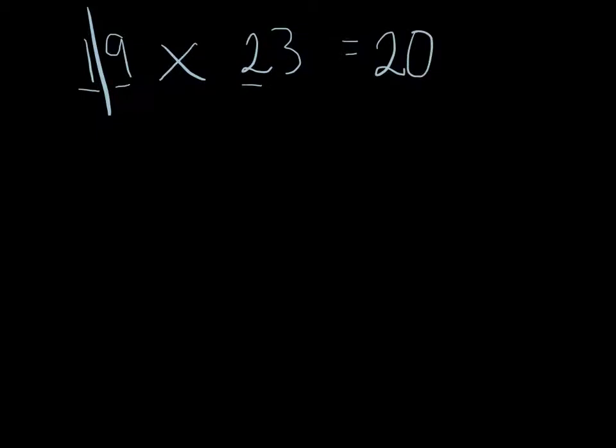Times. Again, do the same thing. Draw a line after my leading digit, which is tens. The number is a 3. 3 is less than 5. I'm going to round down to the nearest 10, which is 20.